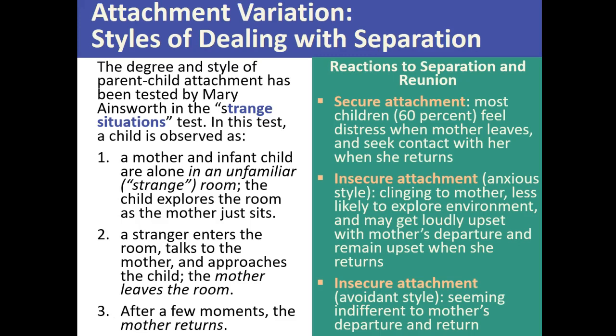And finally, the avoidant style of insecure attachment is, the baby explores the room, the stranger comes in, the mother leaves, the baby's like, okay, whatever. The mother comes in, the baby may look up but doesn't move toward the mother or show any kind of relief. It's just like, you're here, fine, you're not, fine, whatever, I don't care.